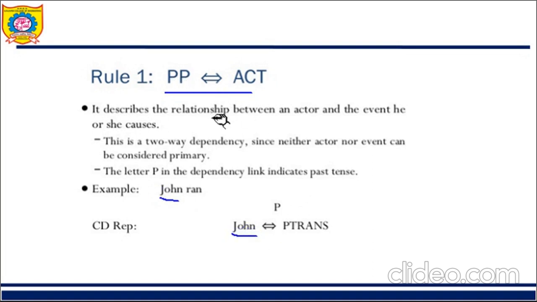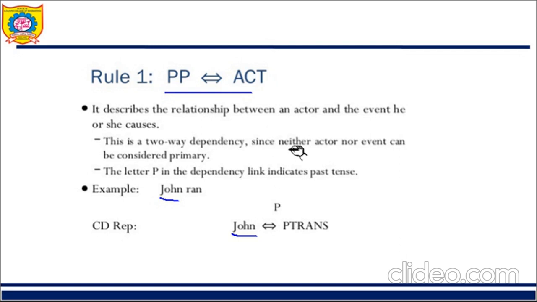What is the activity that John is doing? Ran, right? So he himself is moving from one position to the other. So I use the word like go. He's going from here to there, or he's running from here to there. So what is the activity for that? P trans. As he himself physically is going from one position to the other, I have to represent it using P trans. Okay. So a two-way arrow shows that the dependency is between both. And here P stands for past tense because John ran. It is past tense, right? So John is running from here to there.